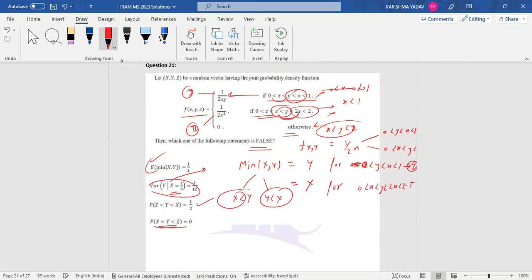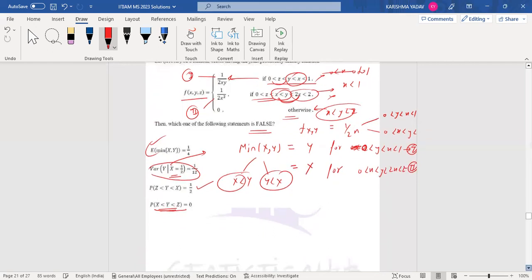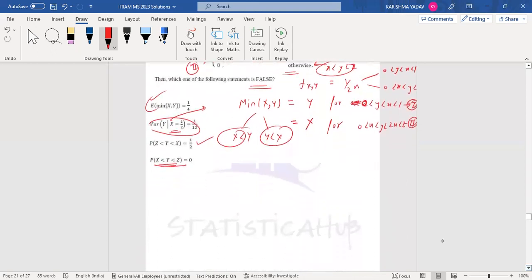It will lie in the second region, right? Then what do we have to do? We have to find the expectation of minimum of x comma y. So we have got this, that minimum of x comma y is equal to y for 0 less than y less than x less than 1, and it will be x for the second region, that is 0 less than x less than y less than 2x less than 2.